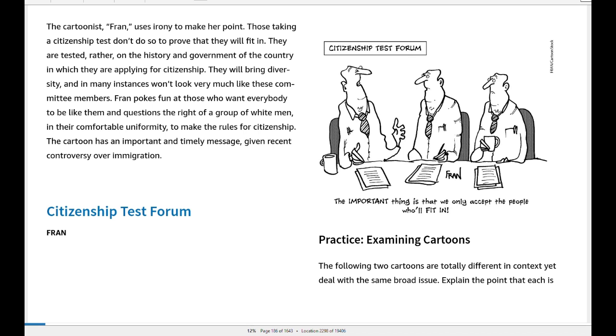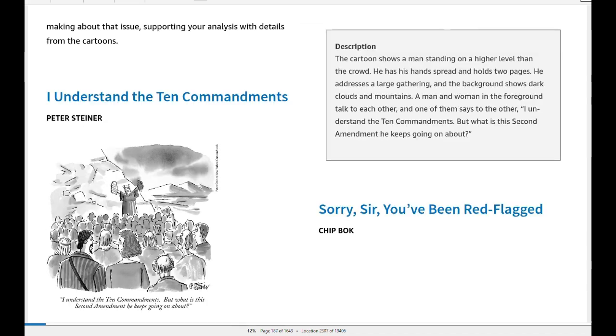Practice examining cartoons. The following 2 cartoons are totally different in context, yet deal with the same broad issue. Explain the point that each is making about the issue, supporting your analysis with details from the cartoons. I Understand the Ten Commandments by Peter Steiner. The cartoon shows a man standing on a higher level than the crowd. He has his hands spread and holds 2 pages. He addresses the large gathering, and the background shows dark clouds and mountains.